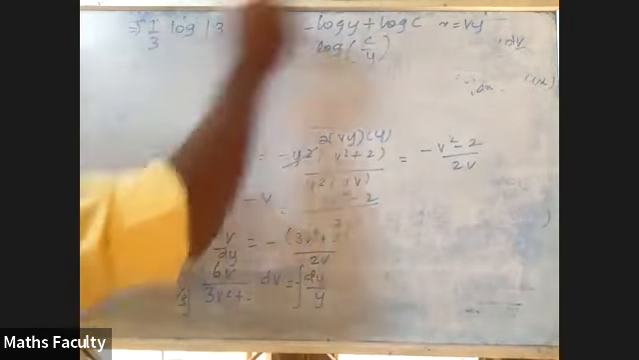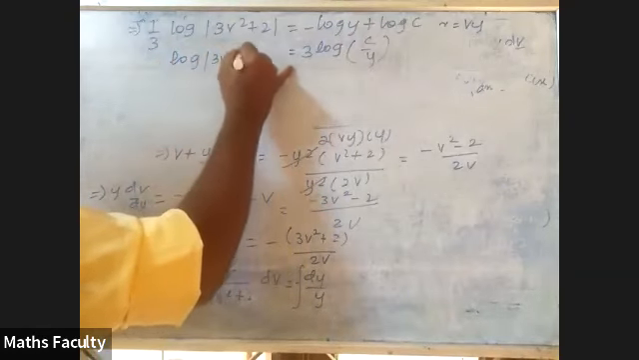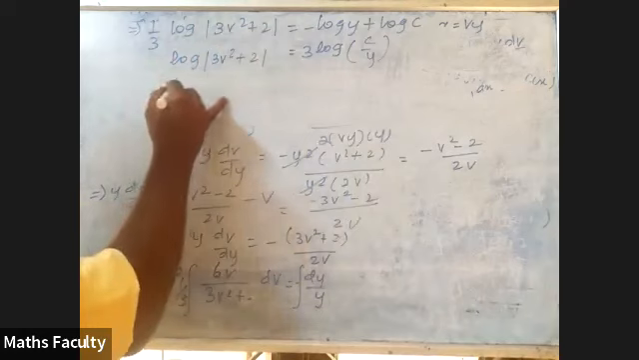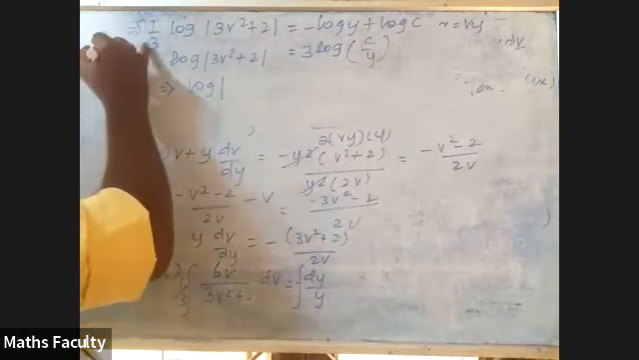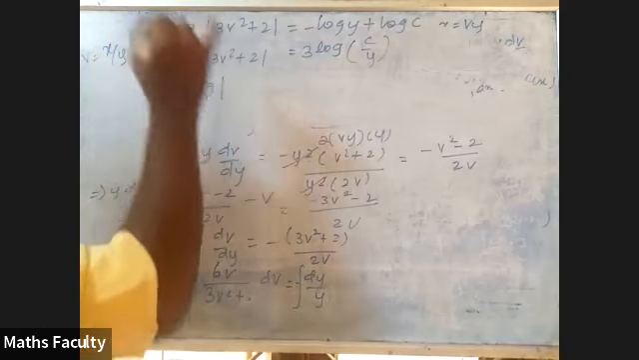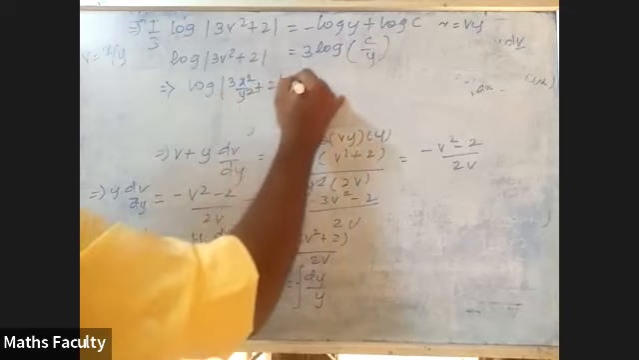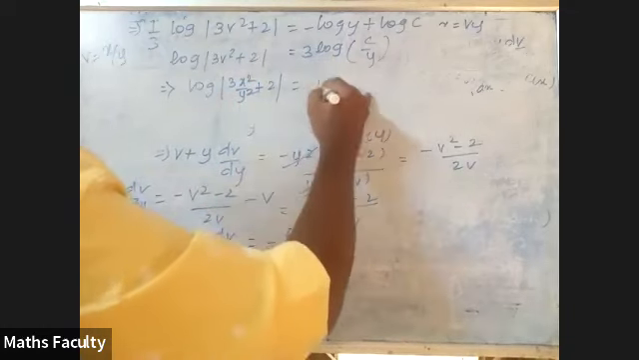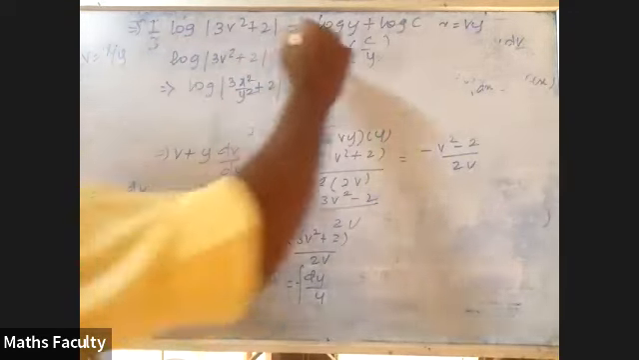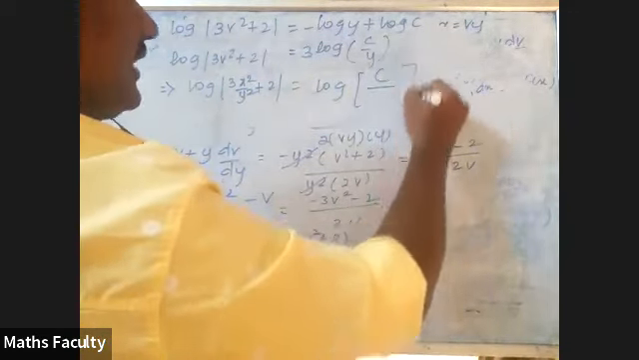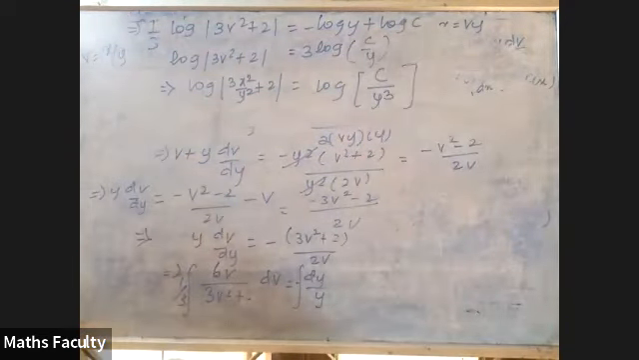Now if we take this 3 to the other side, it becomes the power 3. So I can have log of 3v square plus 2. We know v is equal to x by y, so wherever v comes, put 3x square by y square plus 2. By the power rule, log m power n goes to m power. c is a constant, so we keep it as c by y power 3. So the answer is log of 3x square.